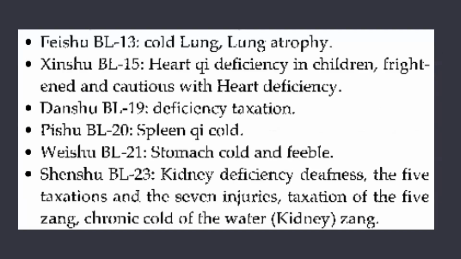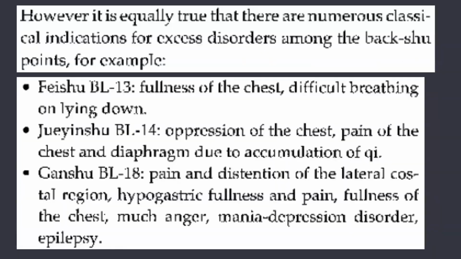For example, we have bladder 13 for cold lung, lung atrophy, bladder 15 for heart qi deficiency in children, frightened and cautious with heart deficiency, bladder 19 for deficiency taxation, bladder 20 for spleen qi cold, bladder 21 for stomach cold and feeble, bladder 23 for kidney deficiency, deafness, the 5 taxations and the 7 injuries, taxation of the 5 zang, chronic cold of the water kidney zang.